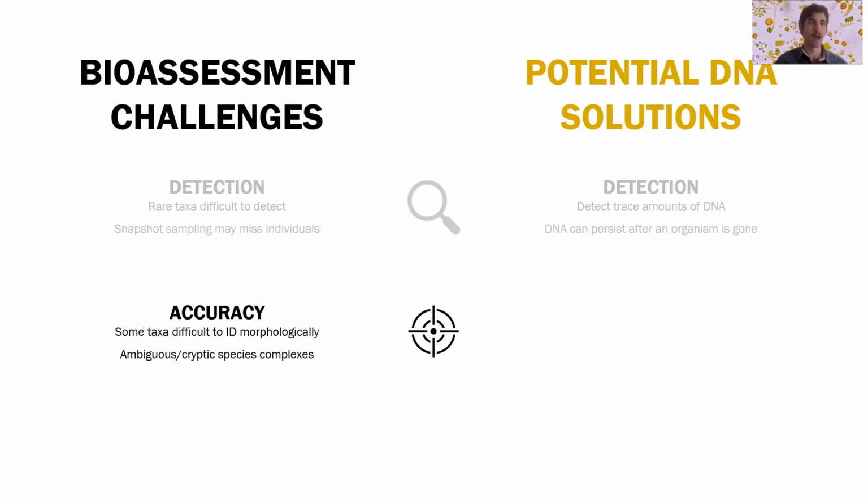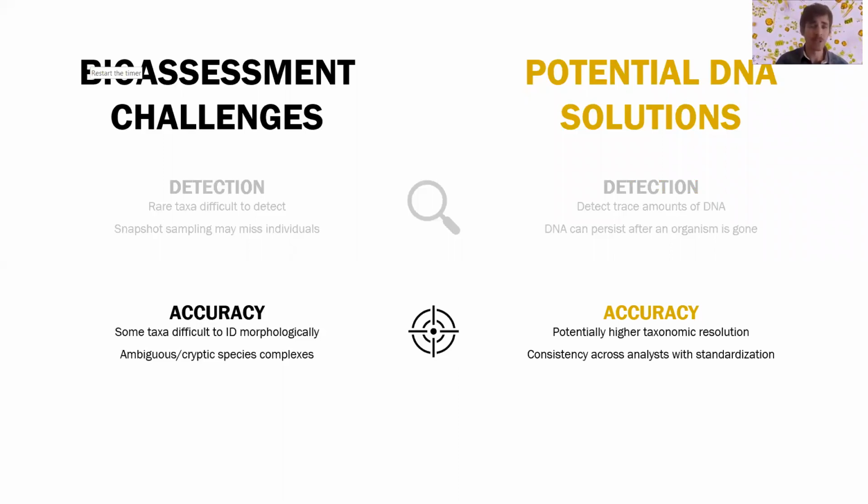The second challenge is accuracy. Just like some rare taxa are difficult to detect using morphological methods, some taxa are difficult to identify morphologically, especially those in ambiguous and cryptic species complexes. DNA offers potentially higher taxonomic resolution, getting to even intraspecific level resolution. And there's also a high potential and likelihood for consistency across analysts, as long as we standardize methods that allow us to get to these DNA counts, or DNA diatom counts.